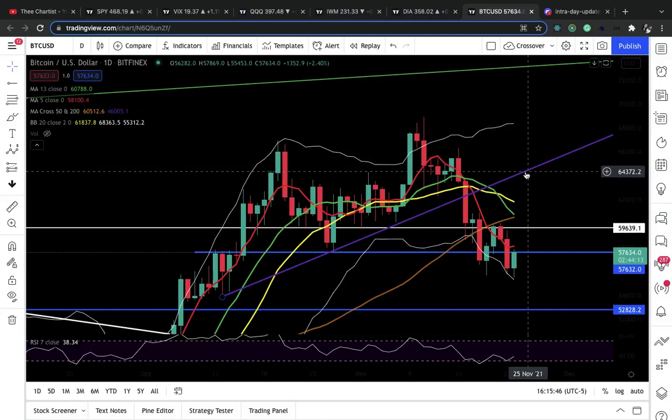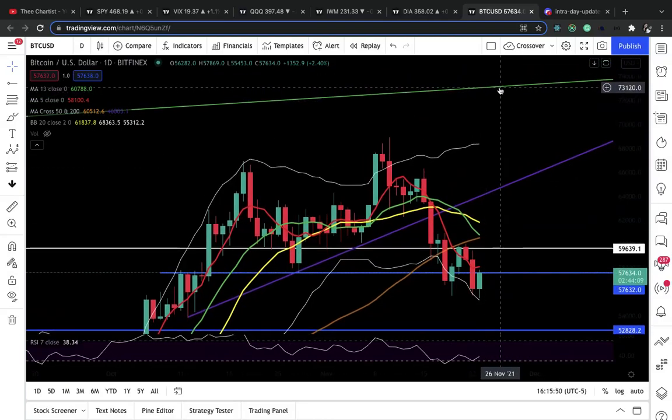And of course, if we get back 64K, I recommend you guys to buy and ride it up to the price target of 73K. Okay, guys? So, that's what I got for today. I hope this technical analysis was able to help.